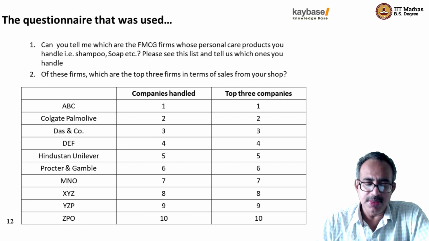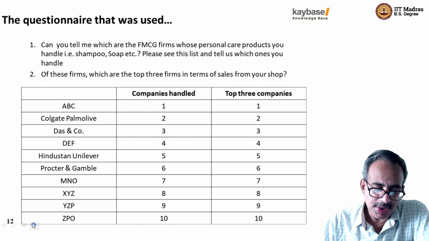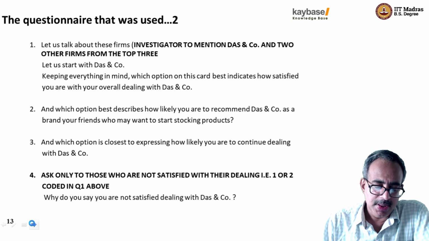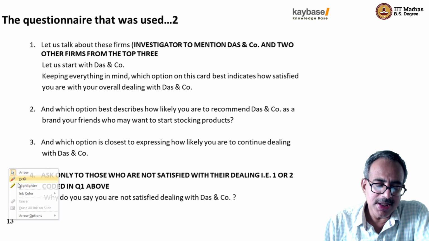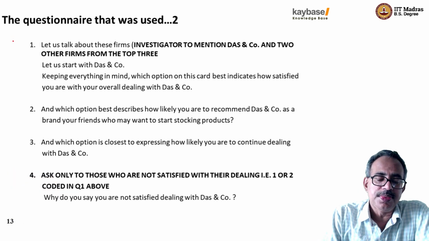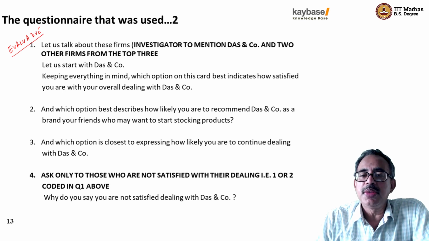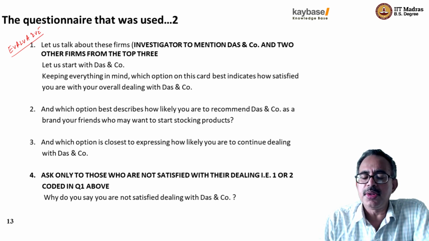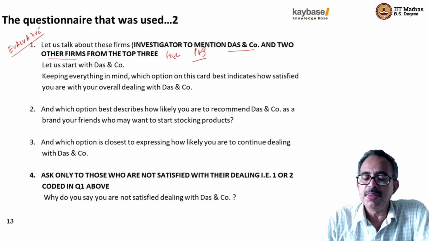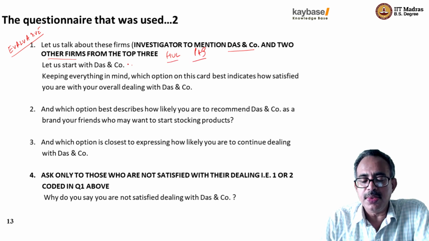So this is the questionnaire that we've used. Let's go forward. Now we have the key evaluative questions. Let's talk about these firms. The investigator, the person who's gone on the field, will mention DAS & Co and 2 other firms. In this particular situation, the 2 other firms are Hindustan Unilever and Procter & Gamble. Let us start with DAS & Co.